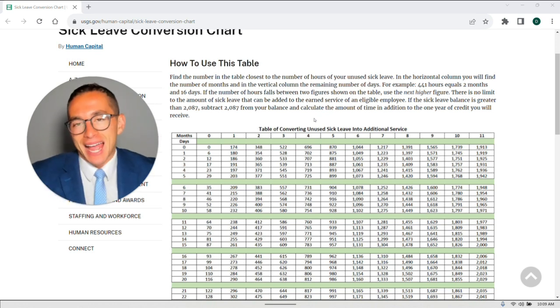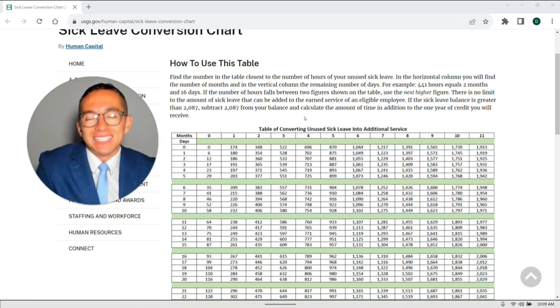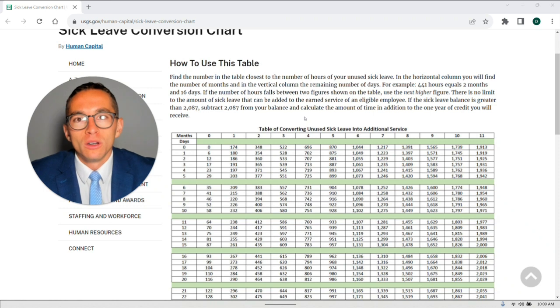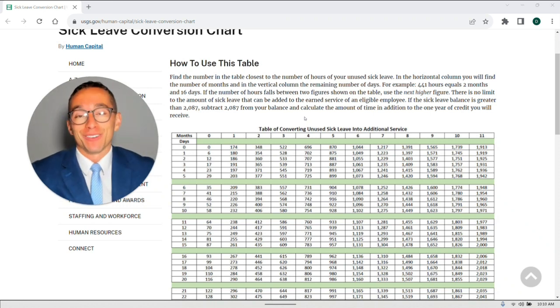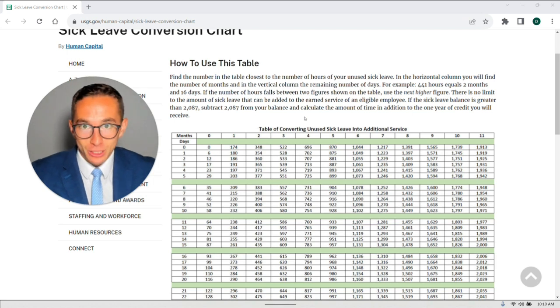But basically what they asked was, hey, how many hours do I have to use to add time into my pension calculation? So if you don't know, when you retire as a federal employee, your pension, that monthly check you get in retirement, is based on how many years of service you have and your salary, your high 3 salary. Those are some of the key components of your pension.